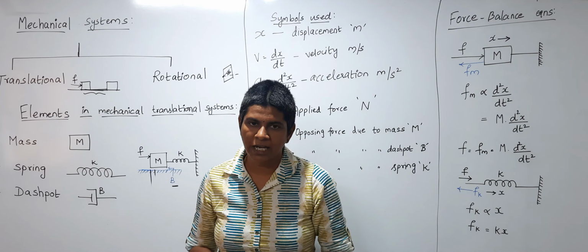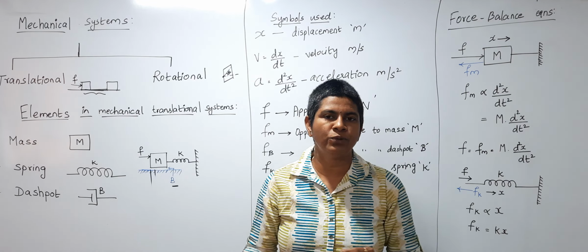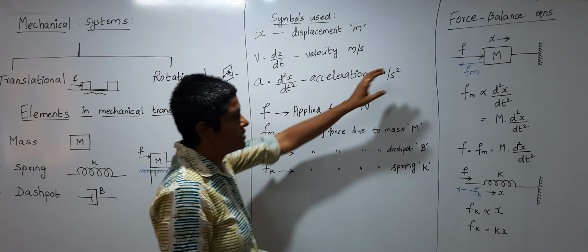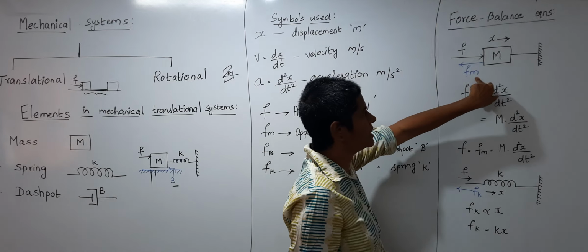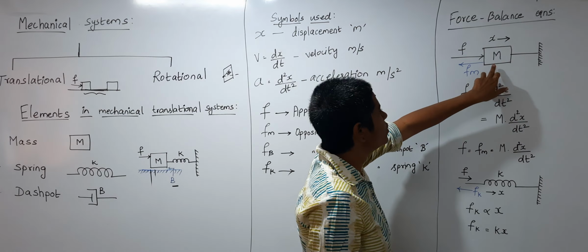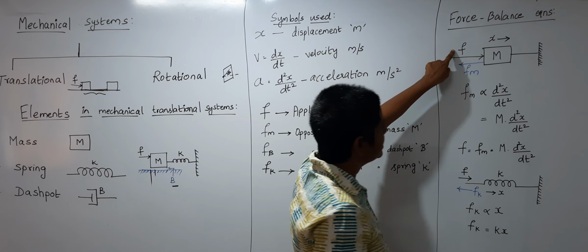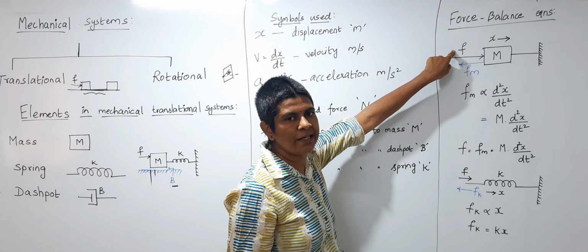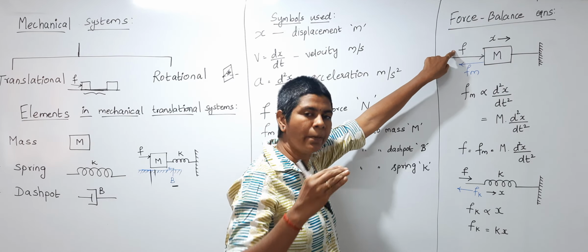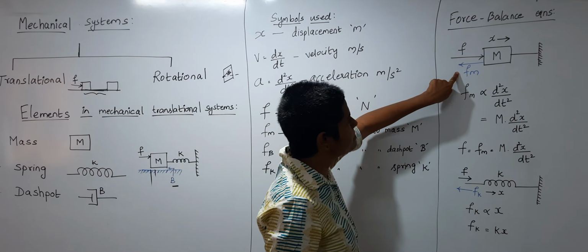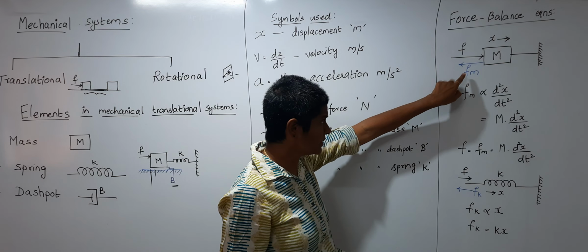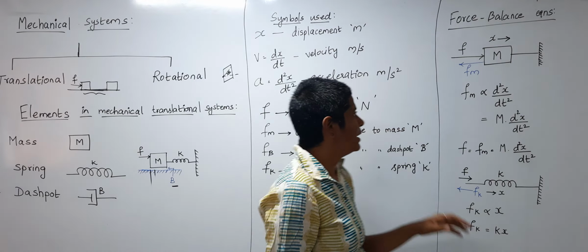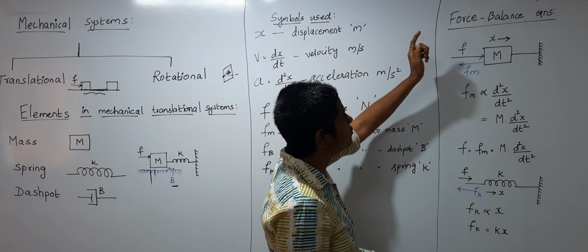Only when we know the force balance equations, it is easy to find out the transfer function for a given system. So here, for the force balance equation analysis, first I am considering the mass M. To the mass M, F is nothing but the applied force. Whenever a force is applied to whatever material, it will surely exert some opposing force. So here Fm is the opposing force given by mass M, and x is the displacement. And now we are going to represent this in terms of force balance.